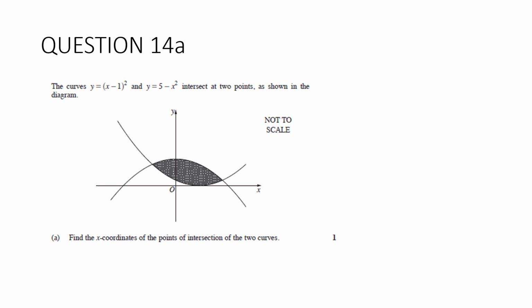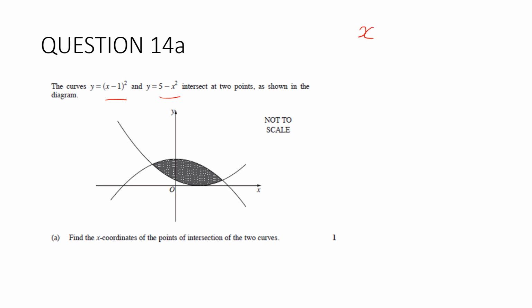Question 14a. The curves y equals (x minus 1) all squared and y equals 5 minus x squared intersect at 2 points as shown in the diagram. Part A, find the x coordinates of the points of intersection of the two curves. So let's do simultaneous equations. I'm going to put these two curves equal to one another.